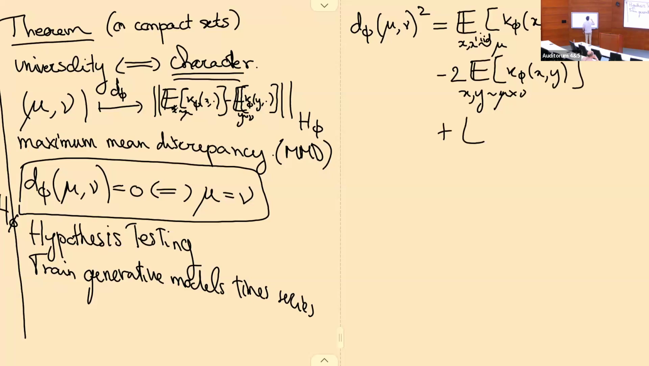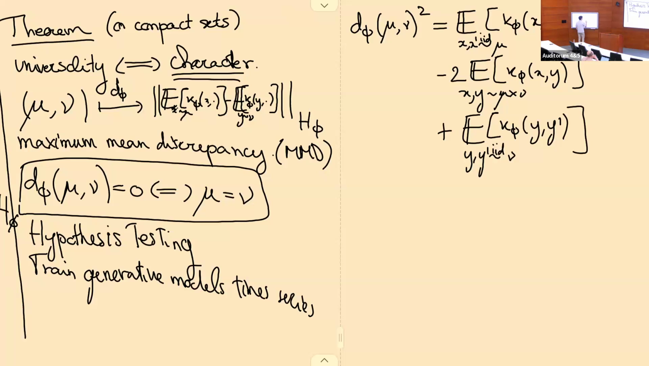Then you get plus the expectation of k phi(y, y') with y, y' IID from nu. Okay, so the squared MMD is the sum of 3 expected kernels. And then, what happens in practice?